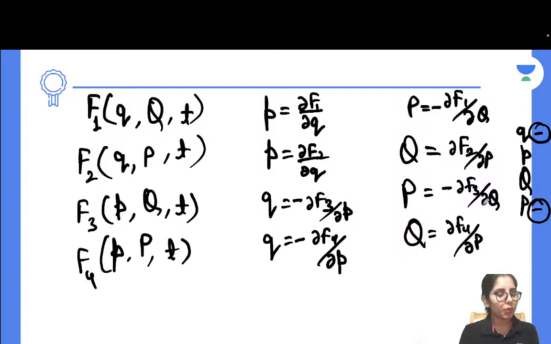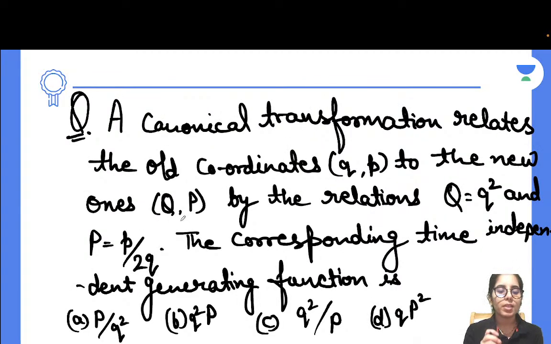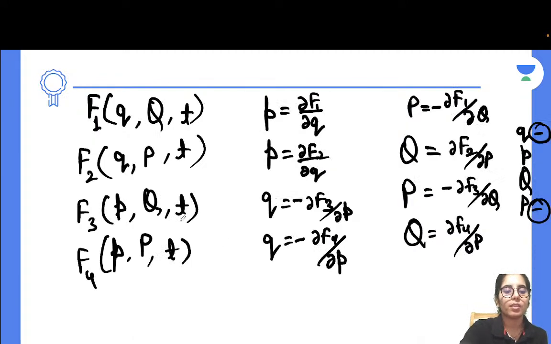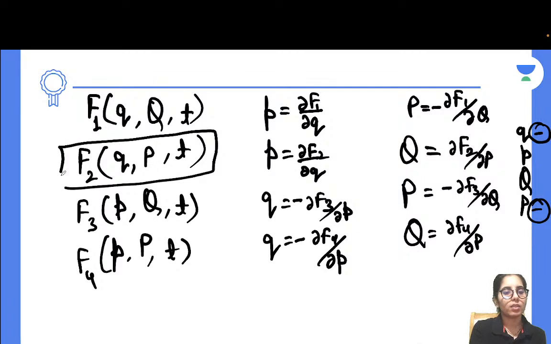Done? So you know which one will be positive and which one will be negative. Accordingly, you can just allot the sign as I have just mentioned here. Now, next thing. If you see the options, your generating function is a function of small q and capital P.